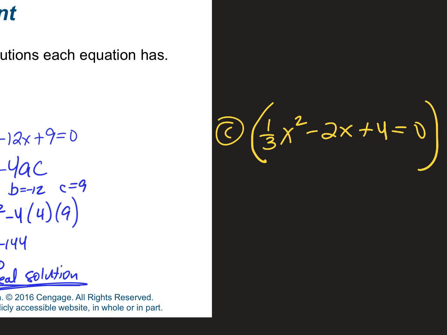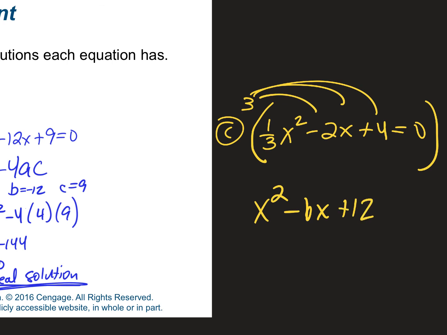What's the reciprocal of 1/3? 3. So look, if I go through and multiply everything by 3, well, 3 times 1/3 cancels out, so I'm left with x squared, right? What's 3 times negative 2? So negative 6x. What's 3 times 4? 12. And then what's 3 times 0? 0. You guys can do that if you want to. You multiply by the denominator. It just gets rid of everything.